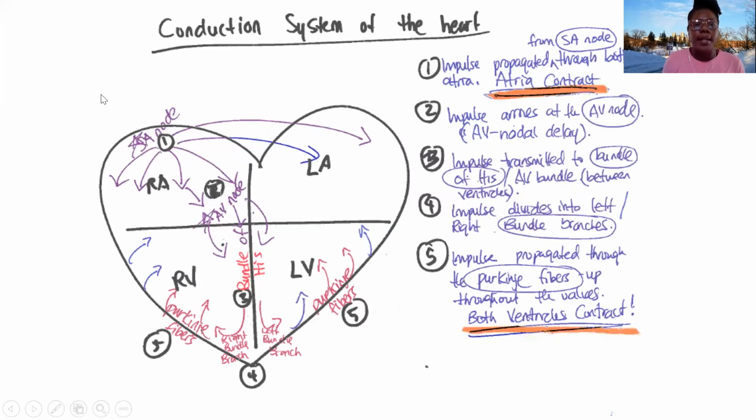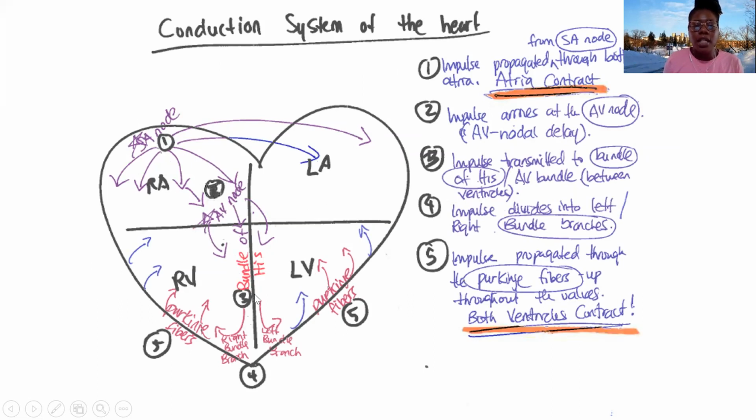So we start with the SA node. The SA node is at the top of the right atrium. These cells spontaneously depolarize. This electrical activity spreads throughout the right atrium and then eventually through the left atrium as it gets to the AV node. Now there's a slight pause here in order to allow both of the atria to fully receive that electrical activity and to fully contract. Okay. Then from the AV node, the electrical impulse goes down to the bundle of His.